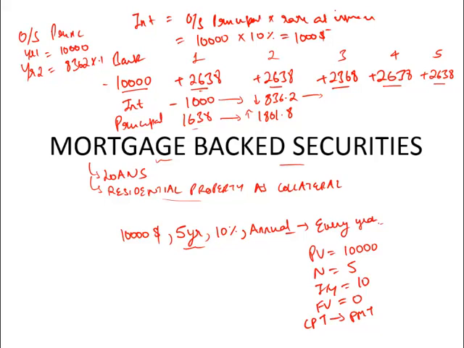Now, the interesting feature about mortgage-backed securities that differs them from other securities, or that brings in additional complexity, is the possibility of prepayment. If the homeowner so desires, he can retire this loan before the end of 5 years. That is, instead of repaying only $1,638 of principal at the end of the first year, he can choose to pay back more. Or instead of paying only $1,802 of principal at the end of the second year, he can choose to pay back more. If he does, then the interest payment in future time periods will come down, as the principal outstanding has come down because a part of the loan has been prepaid.